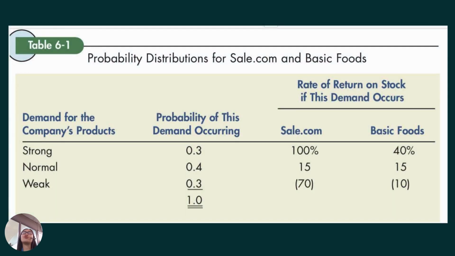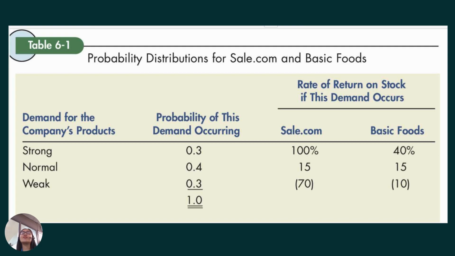Okay, probability distribution for Sale.com and Basic Foods. Sale.com is an internet company that offers deep discounts on factory seconds and overstock merchandise. Because it faces intense competition, its new services may or may not be competitive in the marketplace. So its future earnings cannot be predicted very well. Indeed, some new company could develop better services and literally bankrupt Sale.com. Basic Foods, on the other hand, distributes essential food staples to grocery stores, and its sales and profits are relatively stable and predictable.